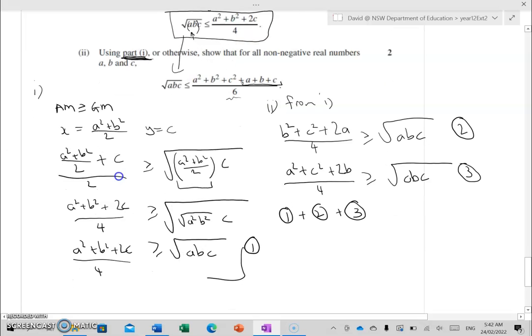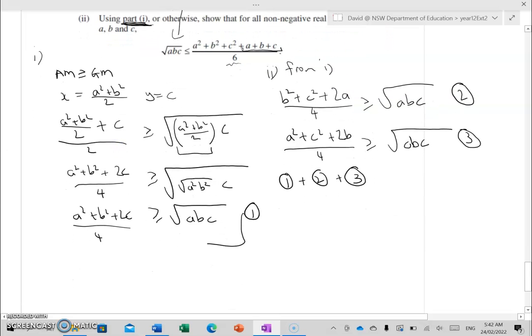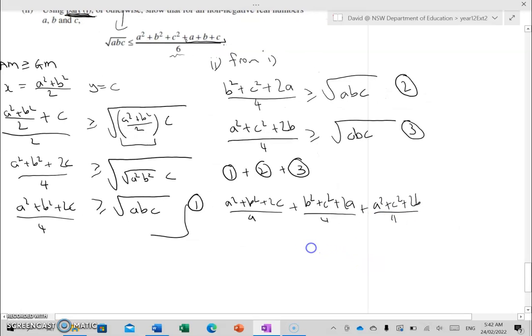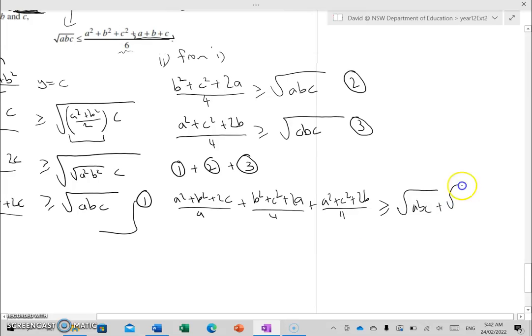Okay, we've got three pairs and we're adding. Three variables, bit of symmetry involved. I think three pairs and adding is the way to go. So we get a squared plus b squared plus 2c on 4, and if you want to work ahead and try to get the result by yourself, go on, plus the b squared plus c squared plus 2a on 4, plus a squared plus c squared plus 2b on 4, greater than or equal to root abc plus root abc plus root abc. Remember not to skip lines of working out here. So that'll be 3 lots of root abc.